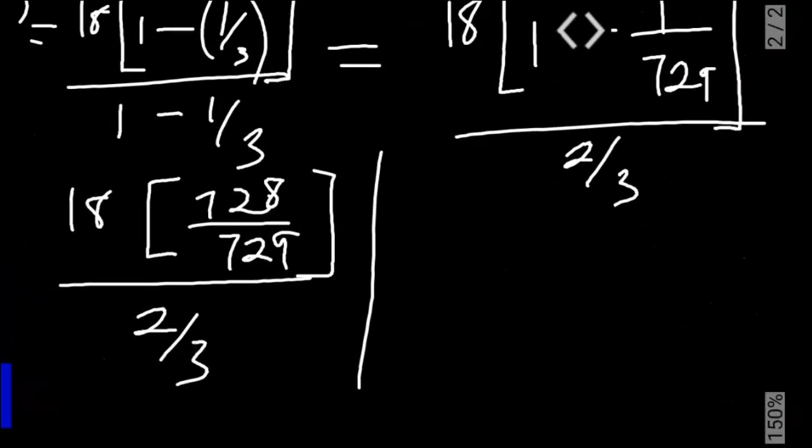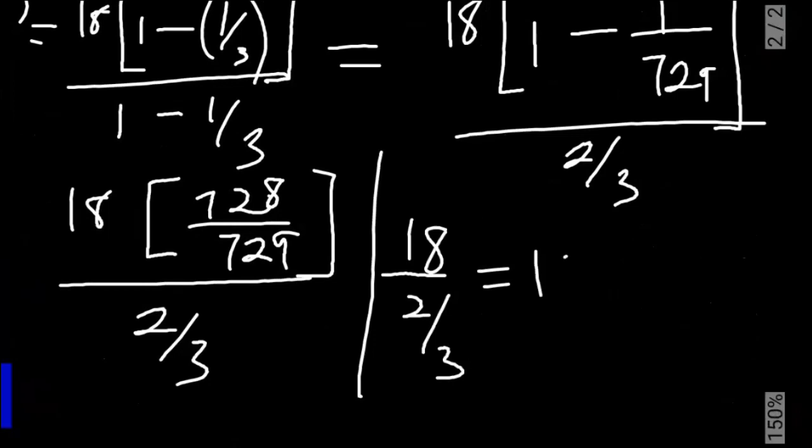We have 18 times 3 over 2. Why is it like that? This is 18 divided by 2 over 3. This is the same thing as 18 multiplied by 3 over 2. So we have 18 multiplied by 3 over 2.